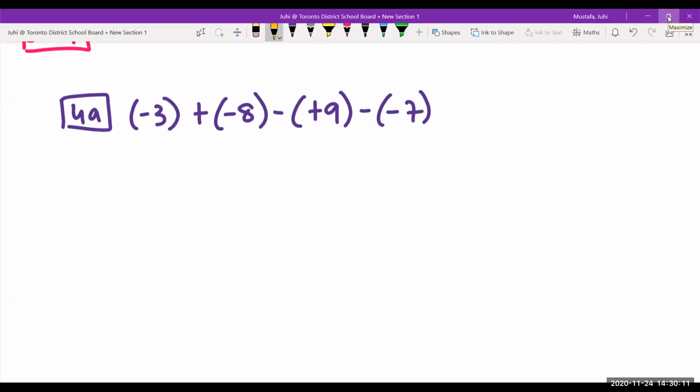Okay, so we need to go ahead and clean up all of these signs. Remember, we can't have a positive and a negative together. We can't have a negative and a positive together. We can't have this negative and negative together either. So when we clean up our signs, the first number is fine. Nothing happens there. A positive and a negative, look at the chart that I made or you may have written down, it becomes a negative.